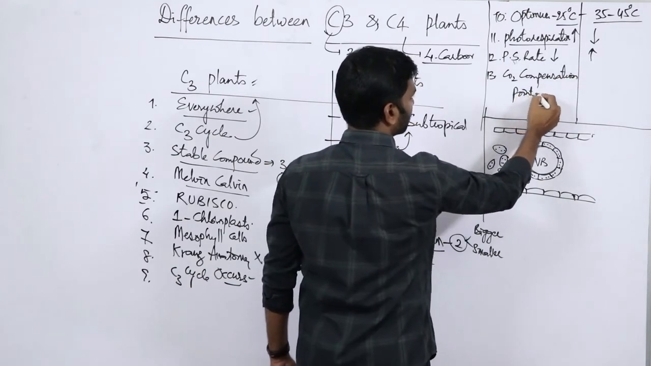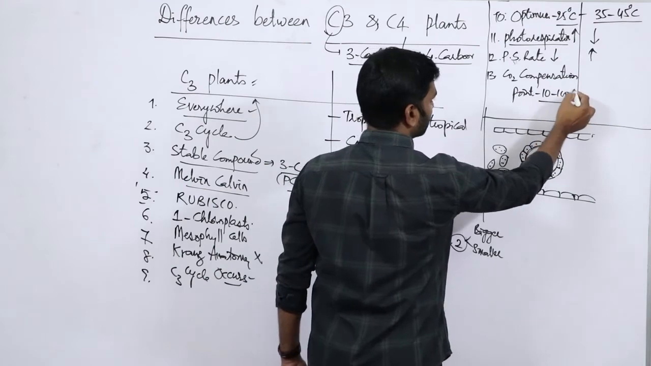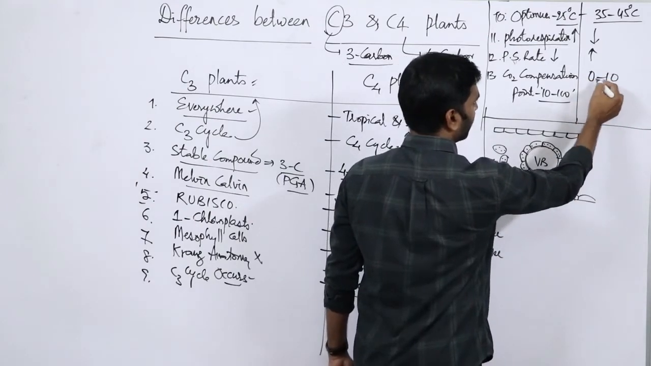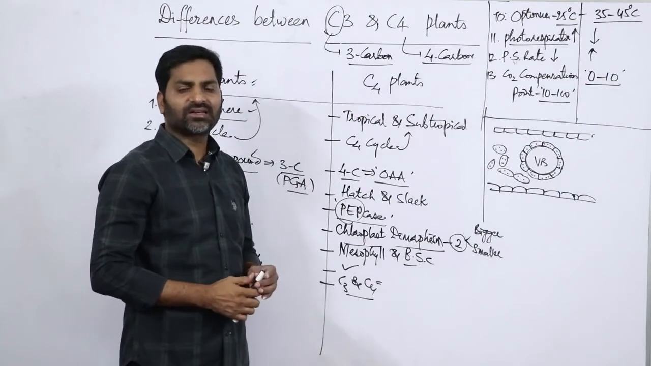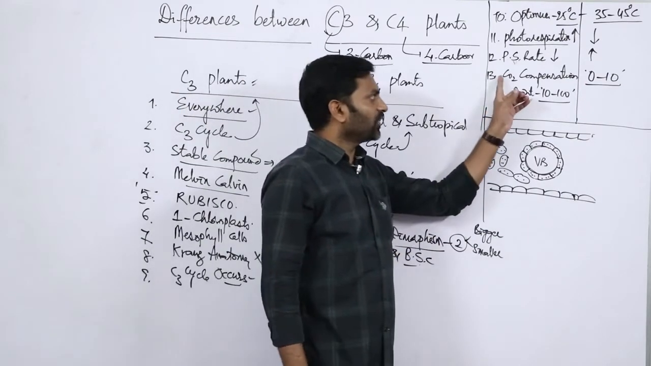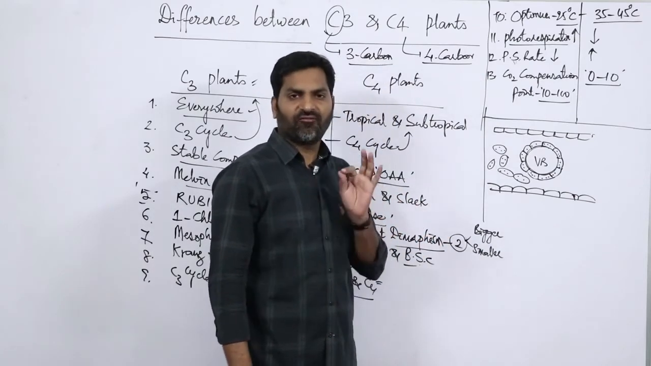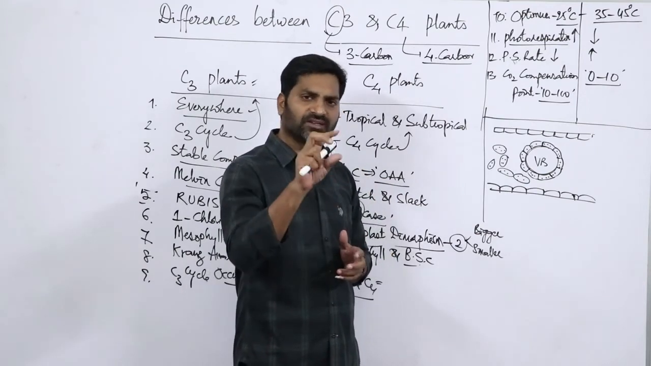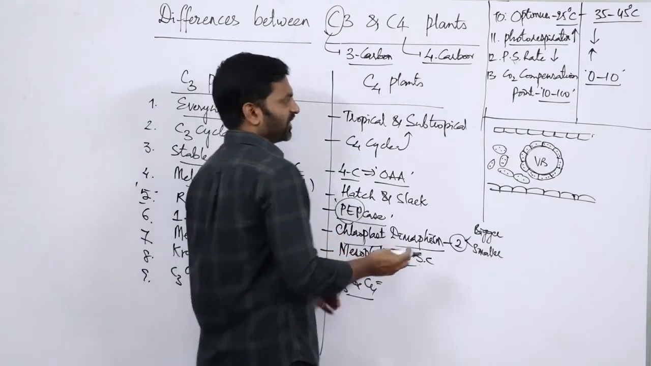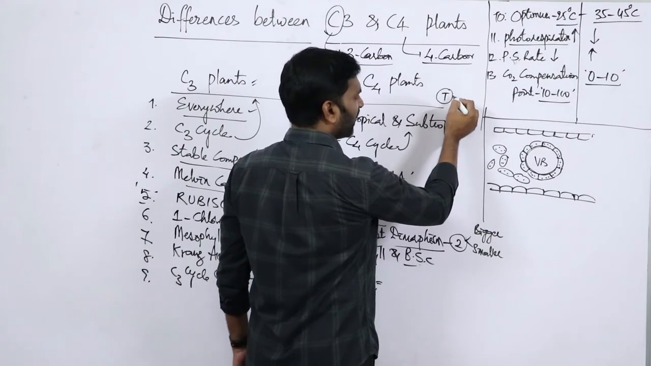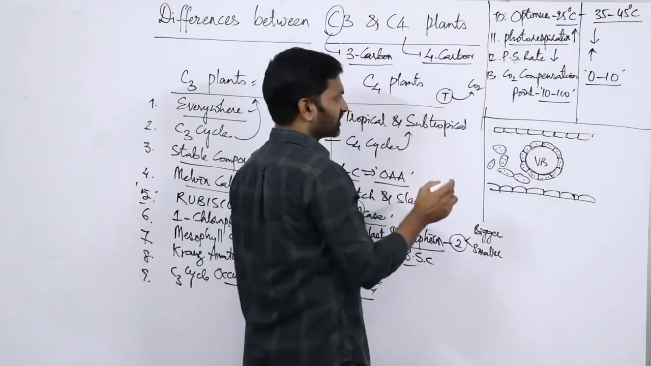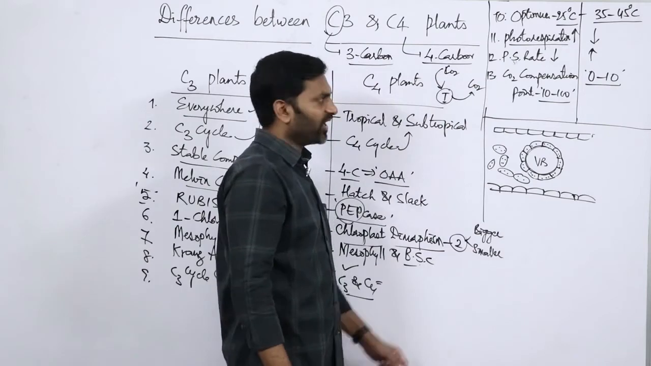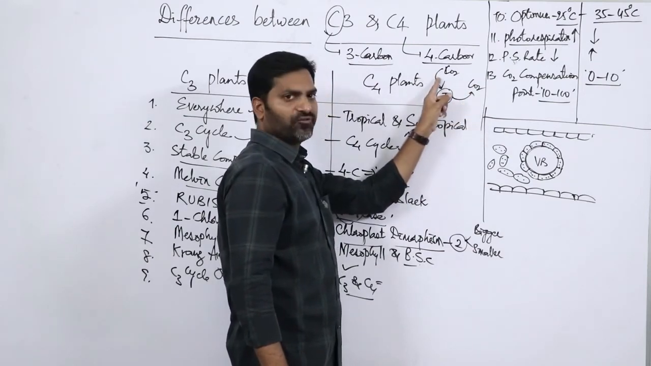The CO2 compensation point is from 10 to 100 in C3 plants, but here it is 0 to 10 in C4 plants. What does the CO2 compensation point mean? It is the point where CO2 is lost in respiration and CO2 is trapped in the photosynthetic process.